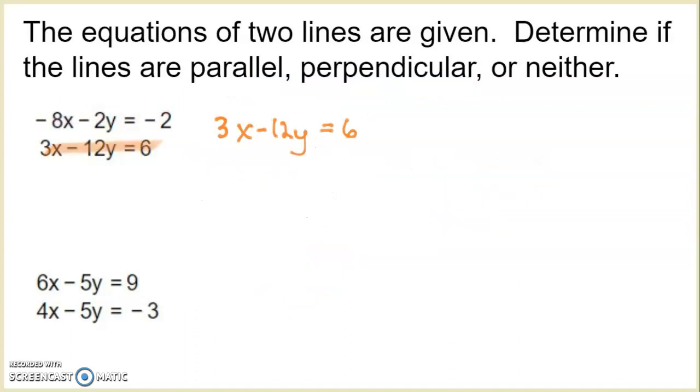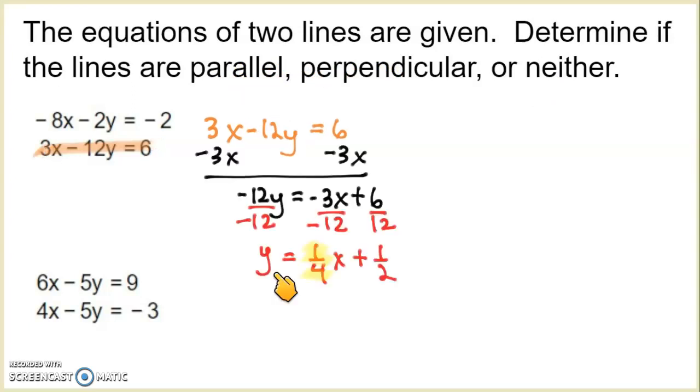And now when I find the slope of this equation, which is in standard form, I'm going to do the same method. I'm going to solve it for y, and I'm going to use a shortcut, and I'm going to compare those slopes to see if they're going to tell me the lines are parallel, perpendicular, or neither. So when I solve it for y, subtract 3x from both sides, and then divide everything by -12, I get y equals 1/4 x plus 1/2.